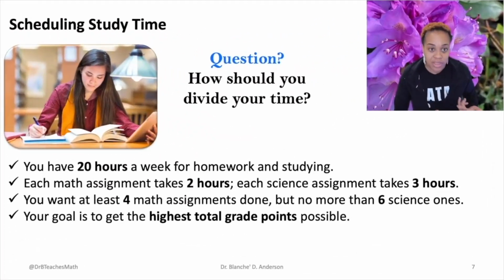Here's another one. Scheduling study time. How should you divide your time? So you have 20 hours a week for doing homework and studying. Each math assignment, and I just put math, each math assignment is going to take you 2 hours, and each science assignment is going to take you 3 hours. But you only have 20 hours for the week. So how can you make sure that you compensate for each? You say you want at least 4 math assignments done, but you can't do any more than 6 science assignments. Your goal is to get the highest total grade possible.